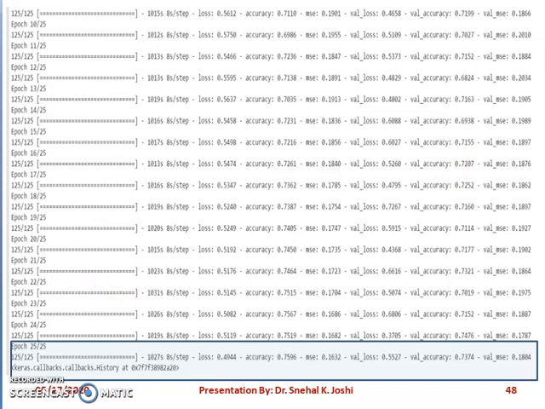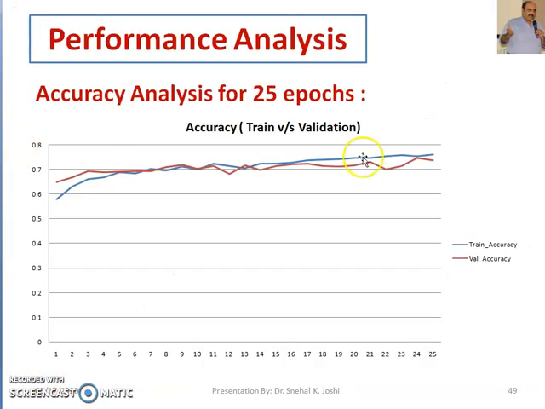So here it is. Here is your first plot, and we display the accuracy that we obtain for each epoch for both train and validation. And we can see that both of them are almost close to each other. Training accuracy and validation accuracy are going almost parallel, close to each other.